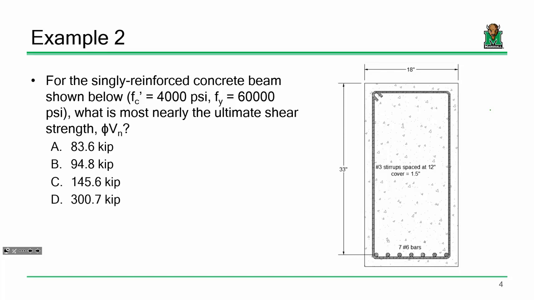So in this problem, you have a singly reinforced concrete beam. You have f'c is 4,000 psi, fy is 60,000 psi. Looking at the beam diagram, we have a width of 18 inches and an effective depth of 33 inches. We've got 7 number 6 bars on the bottom, and then the big thing is our stirrups. Remember, our stirrups are meant to resist what type of force in a beam? The shear, okay? This one, we have number 3 stirrups spaced at 12 inches.